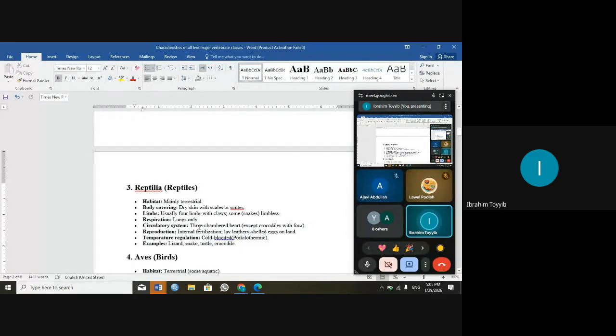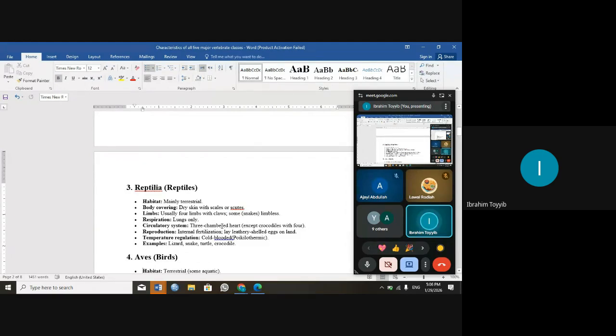They have 3-chambered hearts, except crocodiles, which have 4. Among all the reptiles, it's only the crocodile that has a 4-chambered heart. The others have 3. The type of reproduction is internal fertilization, so the egg is fertilized internally. They are also cold-blooded, or ectothermic. Examples are lizard, snake, turtle.